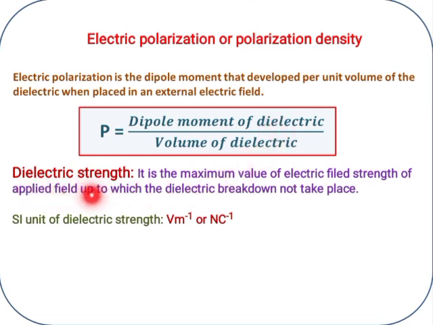Next one, dielectric strength. Dielectric strength means what? It is defined as the electrical strength of an insulating material, and it is measured as the maximum voltage required to produce dielectric breakdown through a material. Or we can also say that it is the maximum value of electric field strength of the applied field up to which dielectric breakdown does not take place. Then what is the SI unit of dielectric strength? The SI unit of dielectric strength is volt per meter or Newton per coulomb.